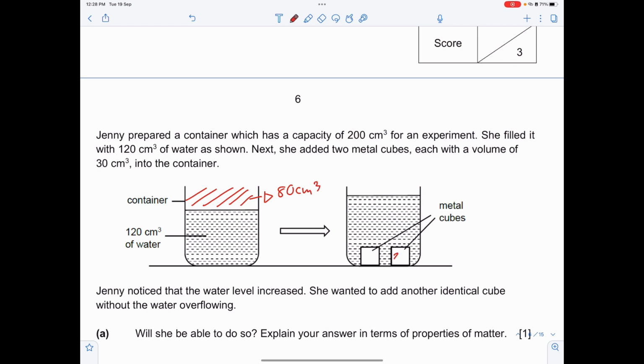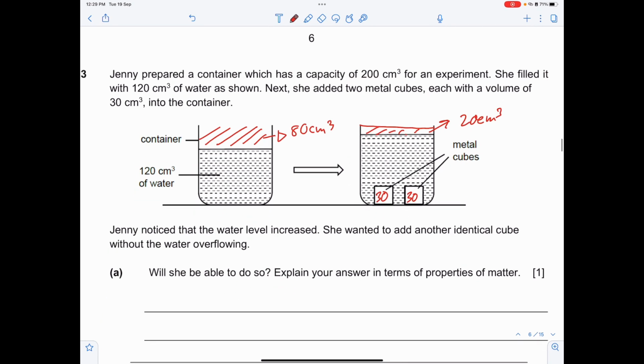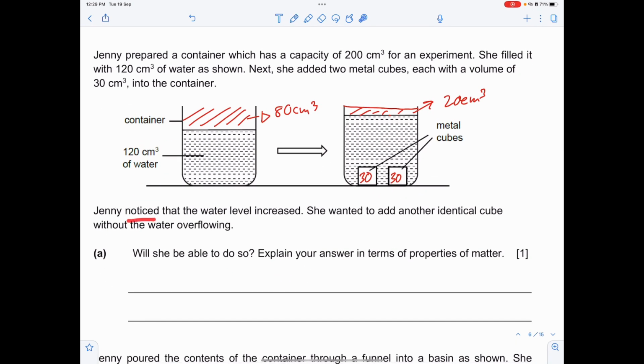And then each of these is 30. I'm not putting the units because there's not enough space already. So whatever is remaining now, if you take 80 minus away 60, the remainder is actually only 20 cm3. Now, Jenny noticed that the water level increased. She wanted to add another identical cube, meaning add another 30 cm3, without water overflowing. Is she able to do it? Straight away the answer is no, because there's only 20 cm3.